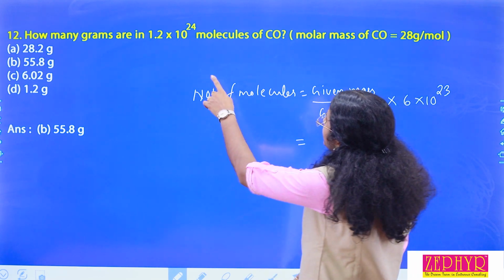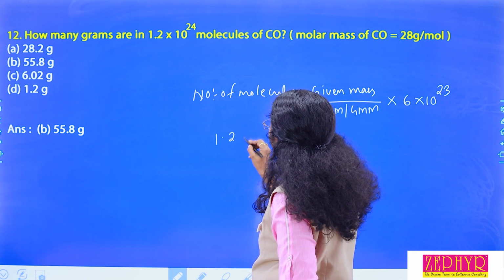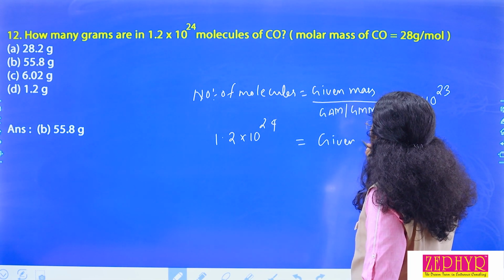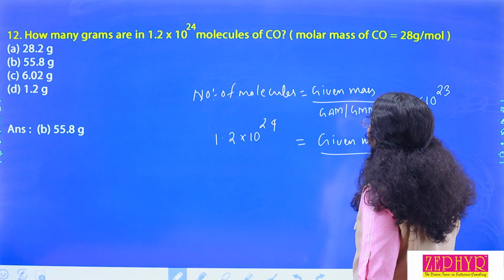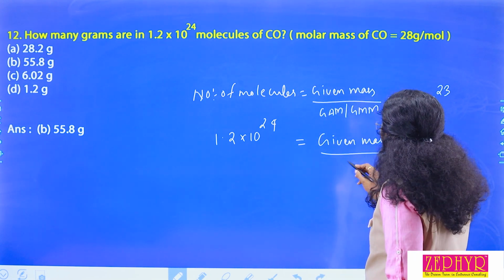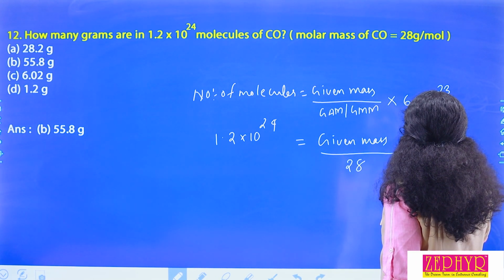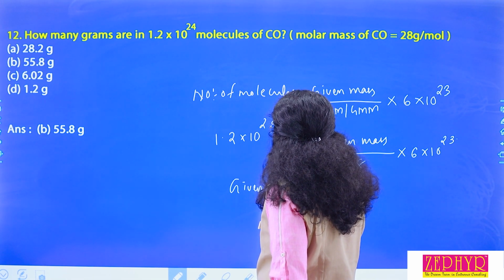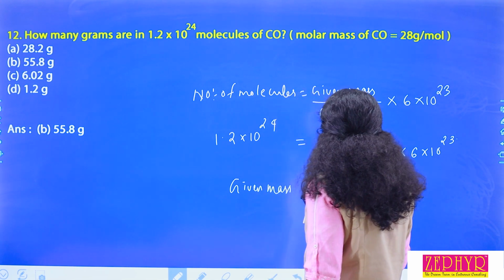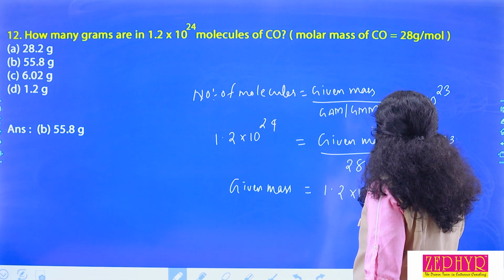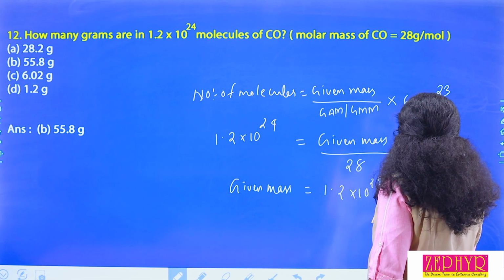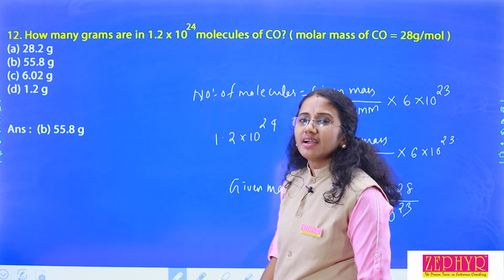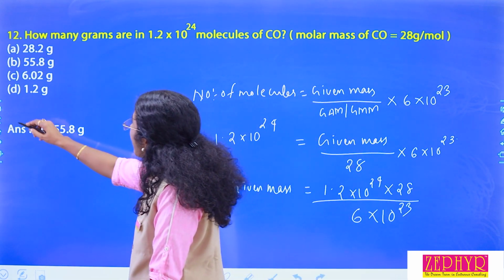Here the number of molecules is given as 1.2 into 10 raised to 24. Calculate given mass divided by molar mass 28, into 6 into 10 raised to 23. So given mass equals 1.2 into 10 raised to 24 multiplied with 28 divided by 6 into 10 raised to 23. After calculating, we will get the answer B.